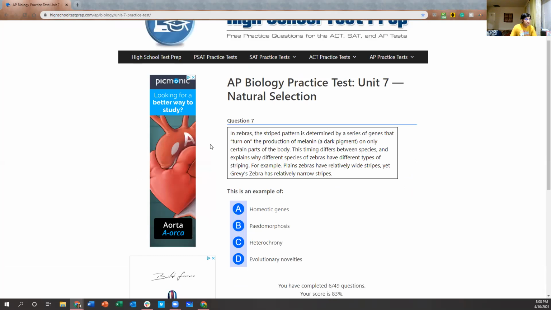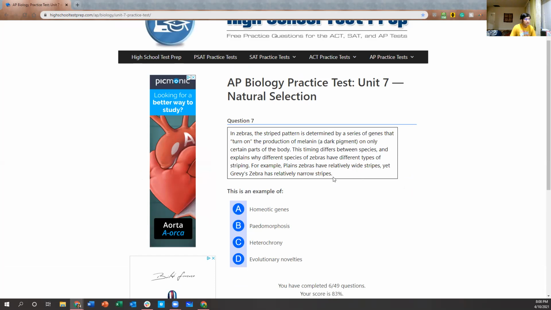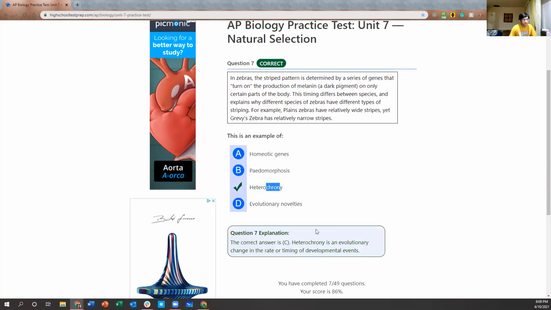Zebras' stripe pattern is determined by genes that turn on the production of melanin on only certain parts of the body. And then the timing differs between species. So for some reason, timing differs, and then different timings result in different phenotypes. I'm not sure what most of these terms are, but looking at the root words, chrono has to do with time. So I would do heterochrony, because you have different expressions for different chrono, so for different time.